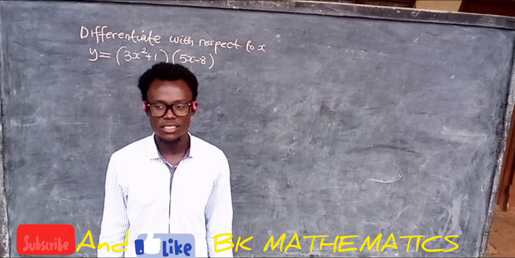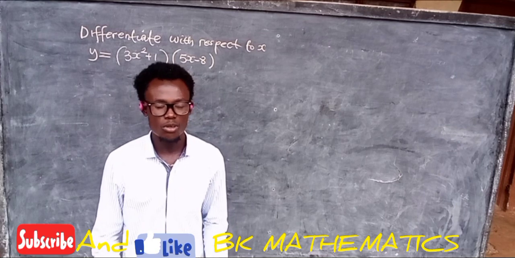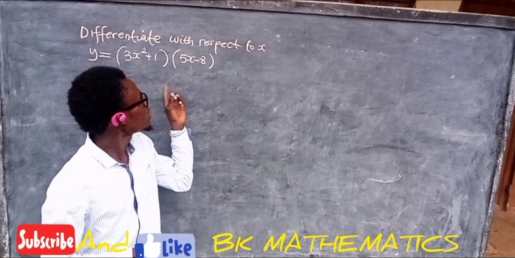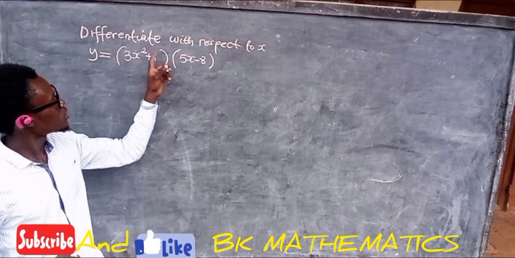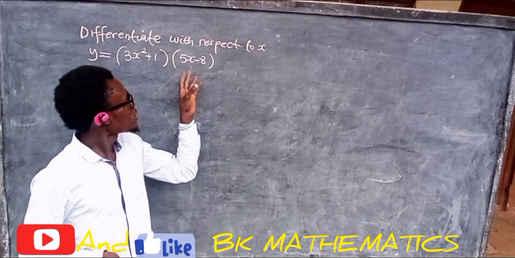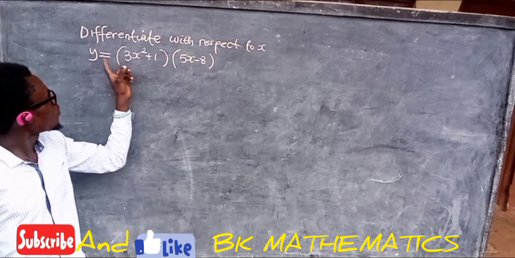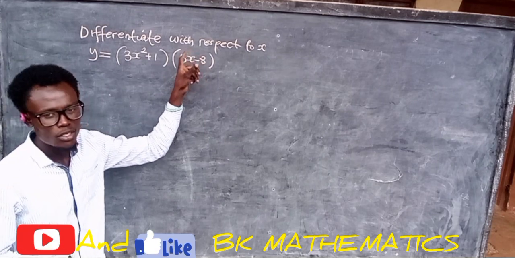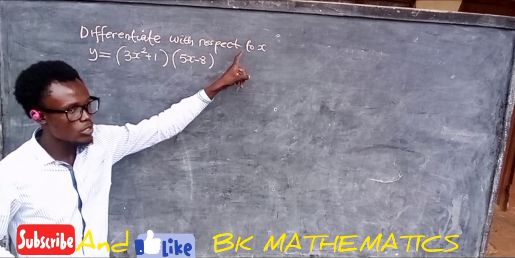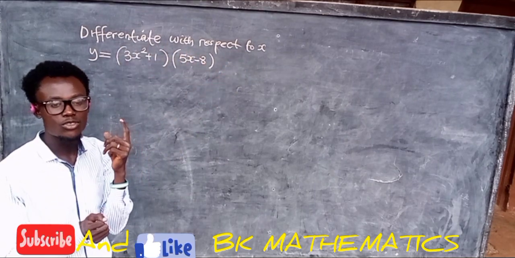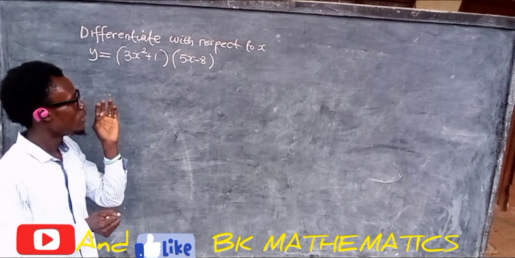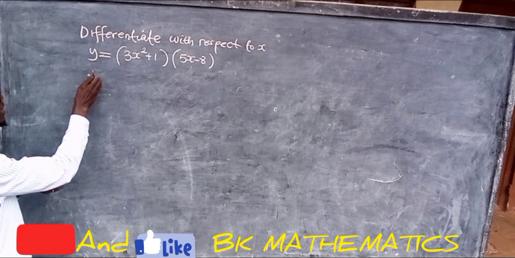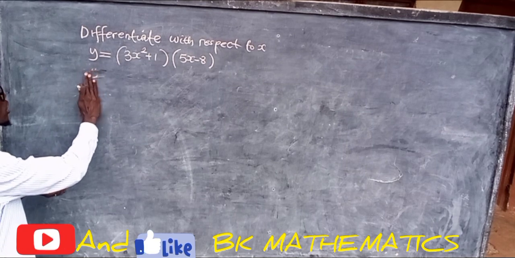Welcome to Big Mathematics. Today, let's try to learn how to differentiate equations using different methods. Since we are given y is equal to (3x squared plus 1) into (5x minus 8), we have to differentiate with respect to x. Now, we are going to learn two approaches. Whichever one you use, you are going to have the same answer.